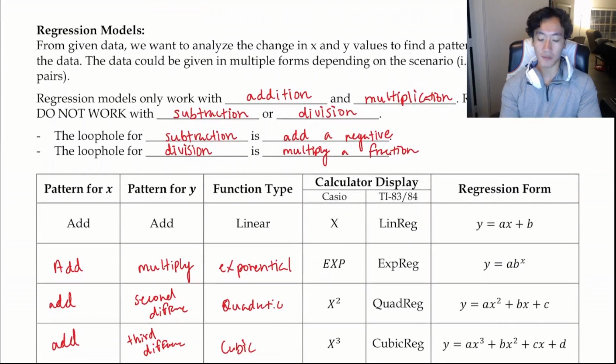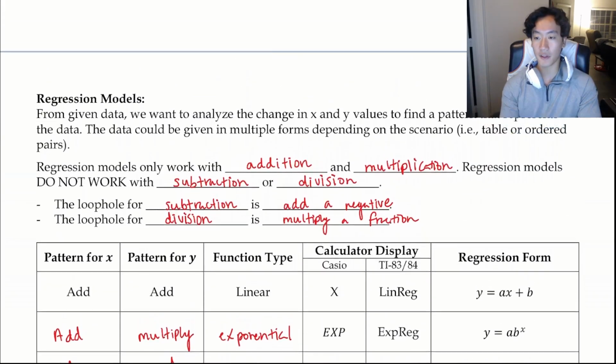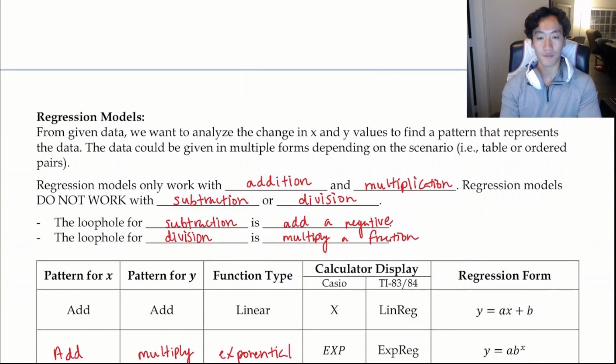Now let's talk about regression models. I'm going to read through this, and you can fill in what I have filled in already. It says from given data, we want to analyze the change in x and y values to find a pattern that represents the data. The data can be given in multiple forms depending on the scenario, possibly a table or ordered pairs.